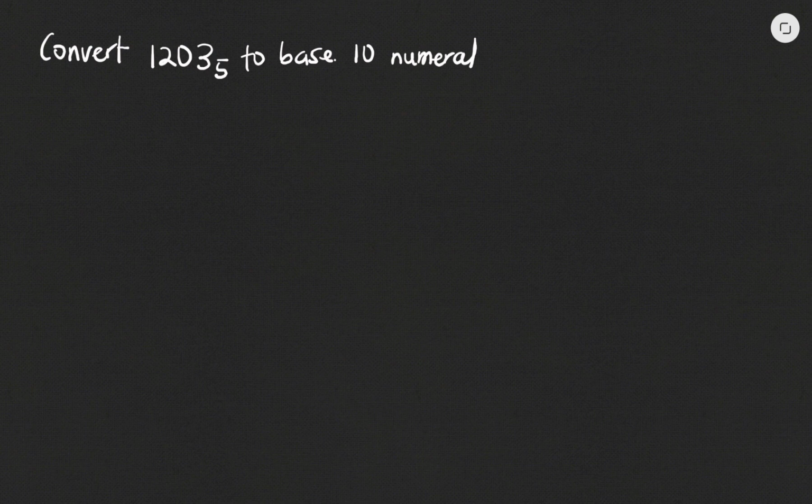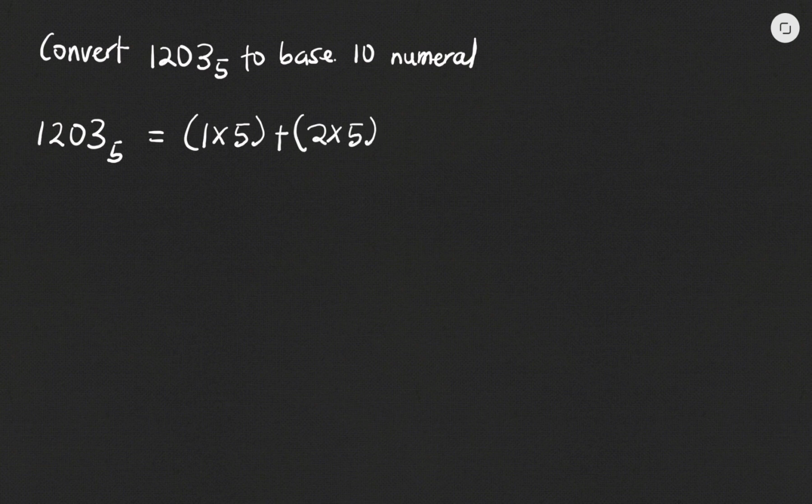So let's do that. I have 1203 base 5, and this will be equal to 1 multiplied by the base, which is 5, plus 2 multiplied by the base, which is 5, plus 0 multiplied by the base, then plus 3 multiplied by the base. As usual, we give the bases powers starting from the right to the left. So we have 0, 1, 2, and 3 over here.